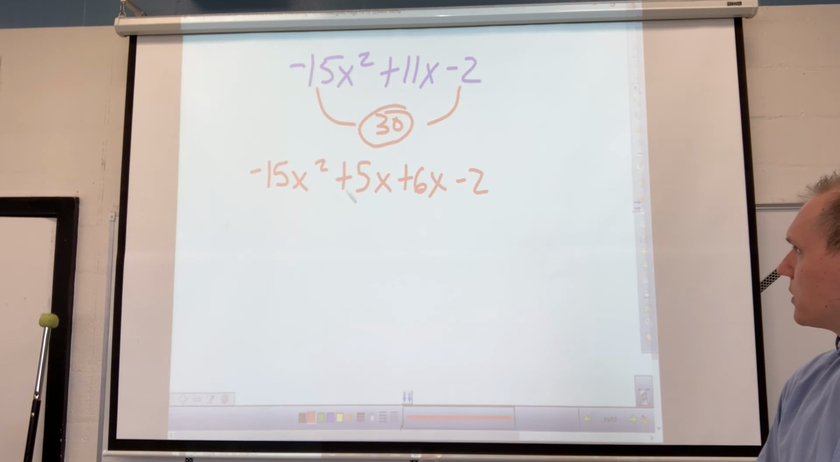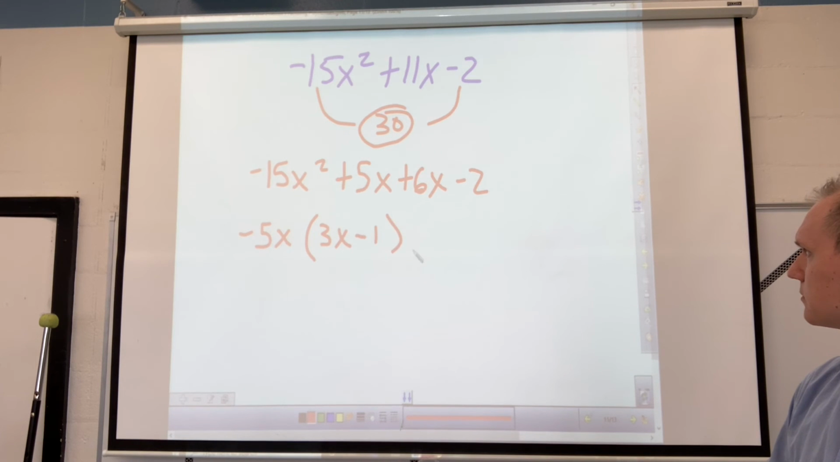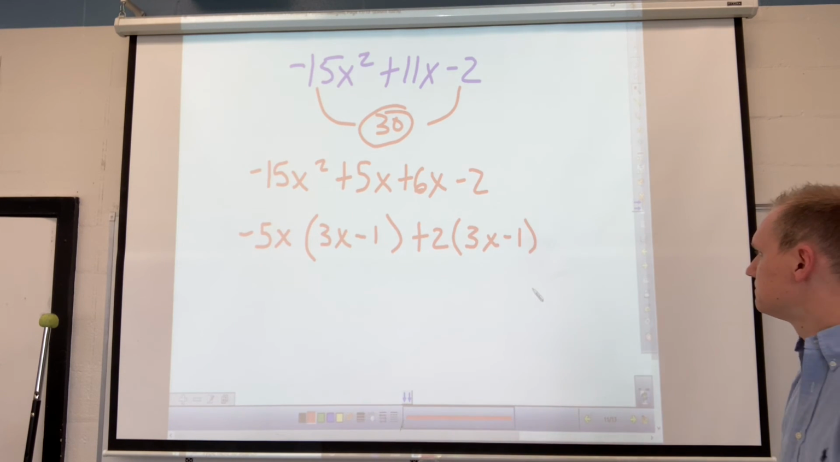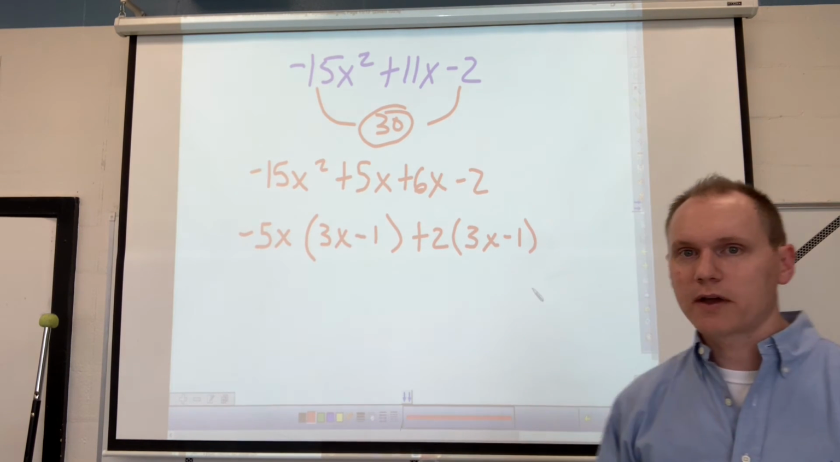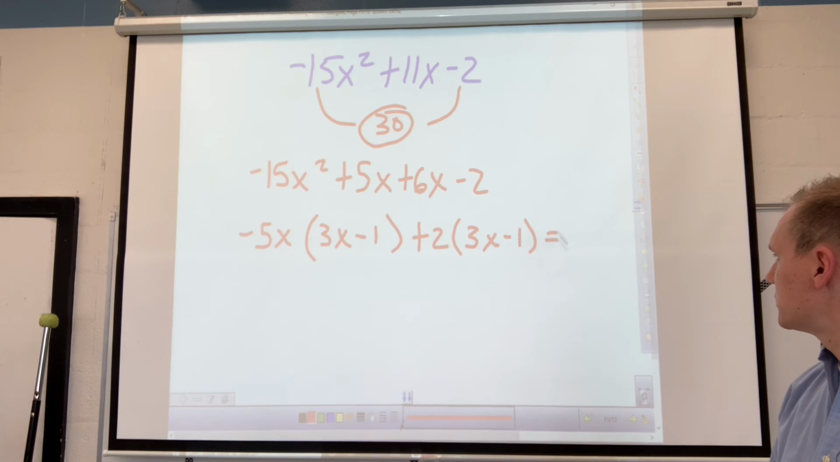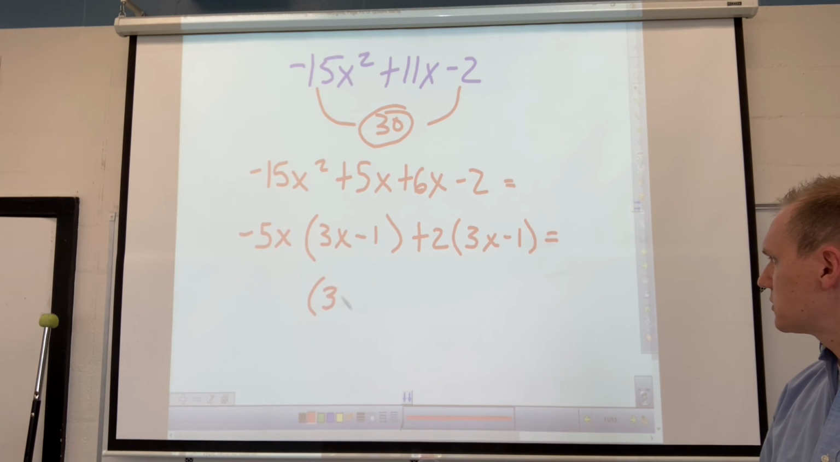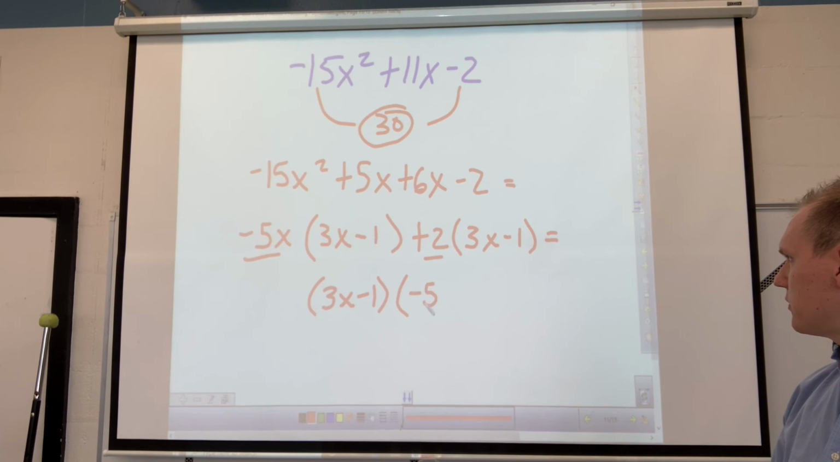From there, we can factor out what we can from each. I'm going to factor out a negative 5x here, which leaves us with 3x minus 1. We can factor out a 2 from here, so plus 2, leaving us with 3x minus 1. Again, we're left with the same thing in both parentheses. So now we can factor out what we can from the whole expression, which is 3x minus 1, leaving us with negative 5x plus 2.